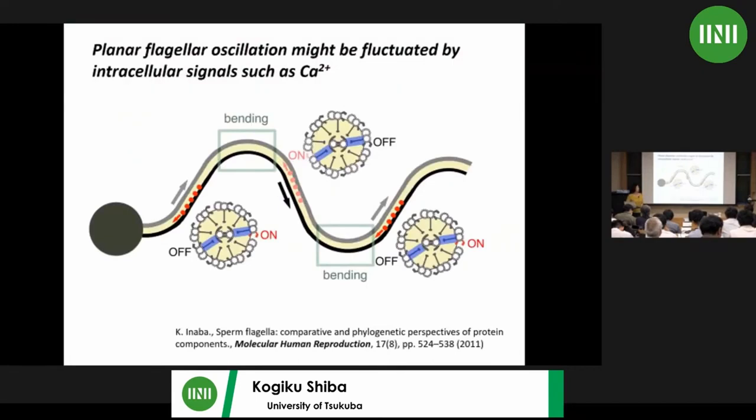So as I showed you, sperm movement is generated by dynein activity, and dynein switching is regulated. So I expected that intracellular signaling also affects the helical path condition and regulates it, giving some new findings from the analysis of the 3D condition.